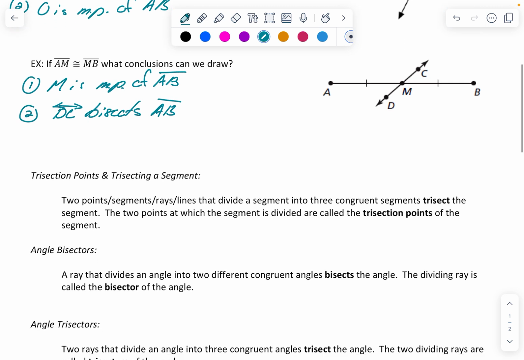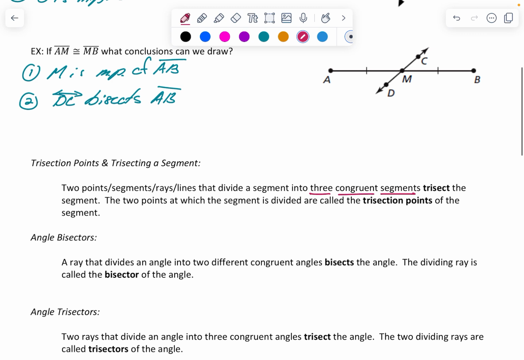So besides bisecting, we can also trisect, and that is when it's trisecting into three congruent segments. And so same thing, it could be points, segments, lines, rays. Divide a segment into three congruent segments. It trisects the segment, and the two points at which the segment is divided are called the trisection points.